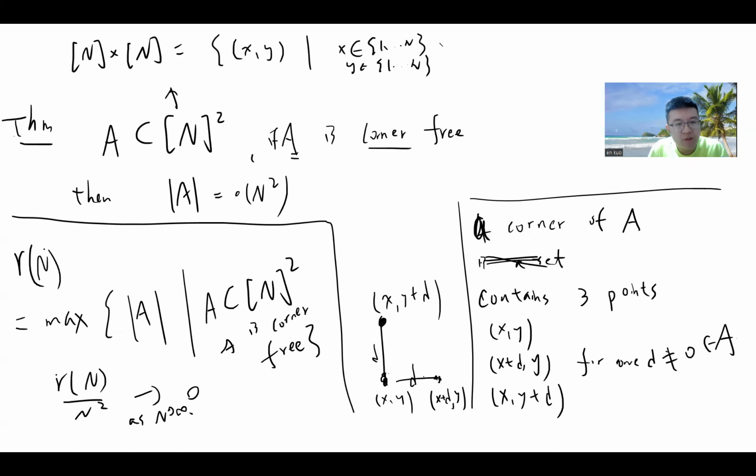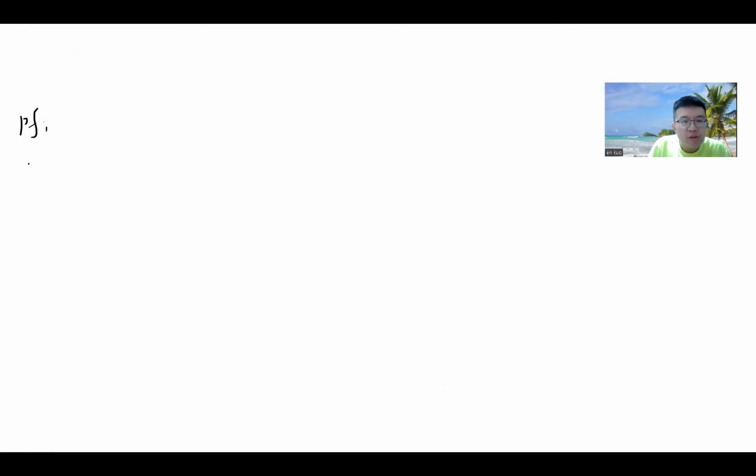So the idea is, this amazing theorem just tells you that the density of A cannot be constant. The density of A must go to 0. There will not be a positive density subset which is corner free. The proof basically uses the following fact that comes from the triangle removal lemma.